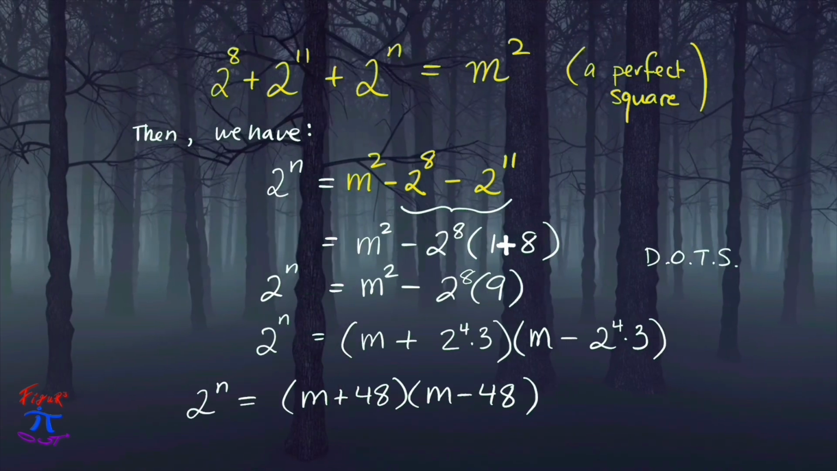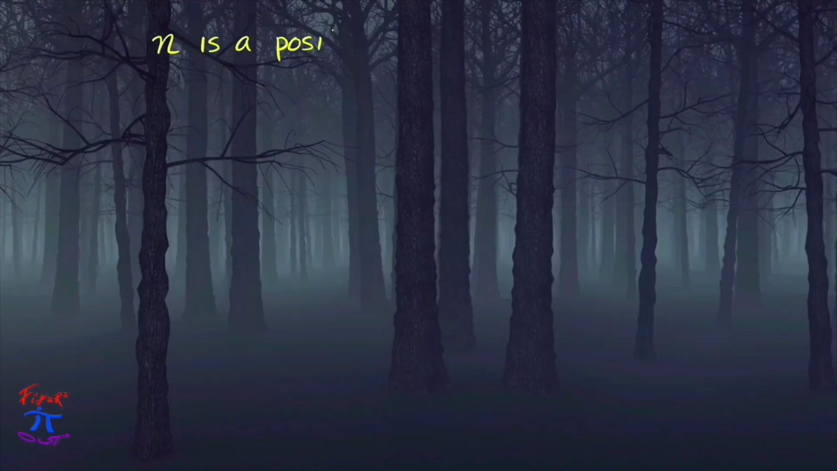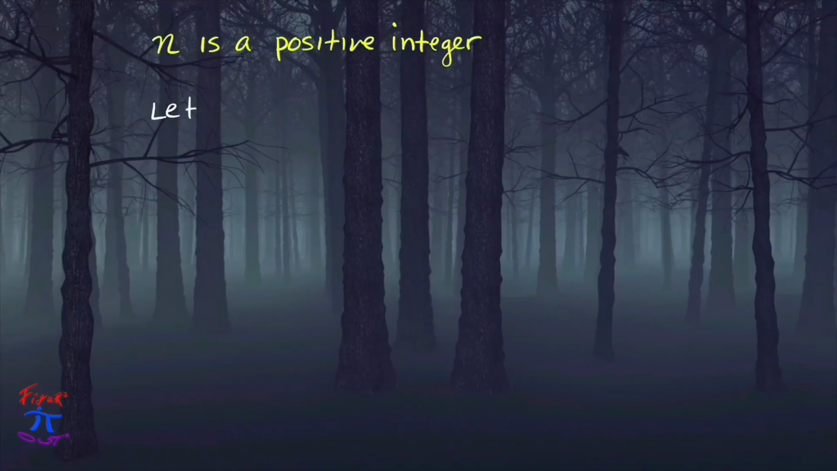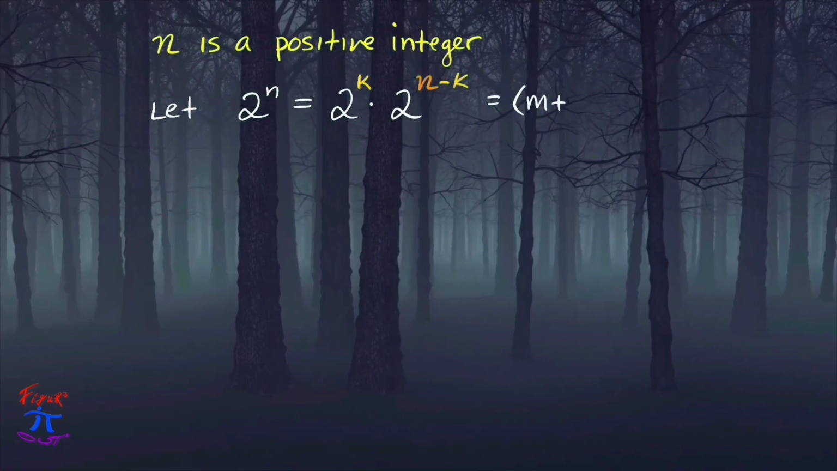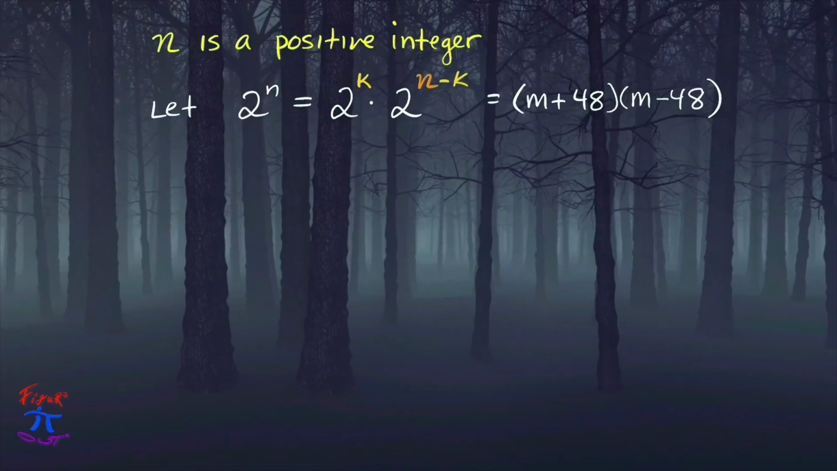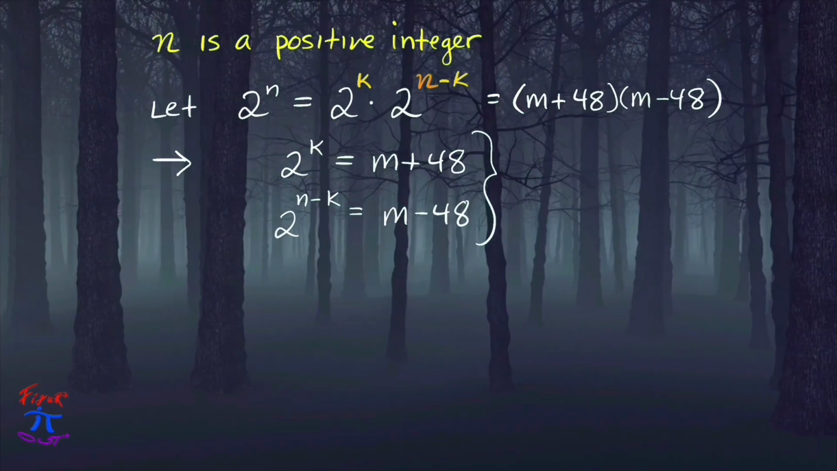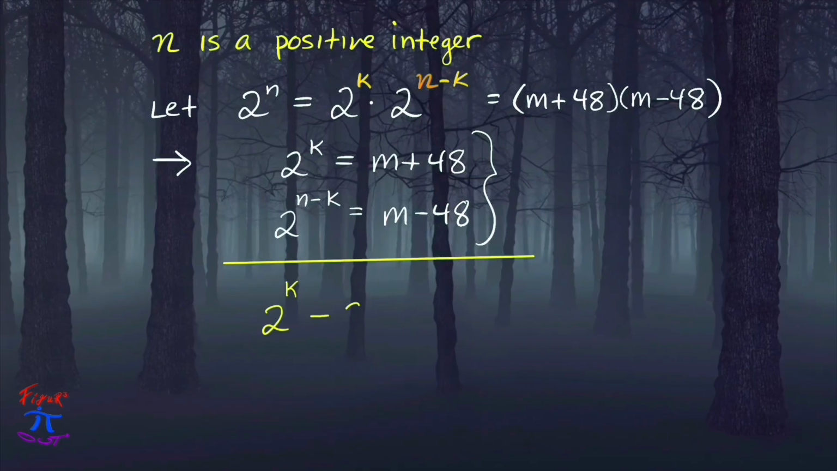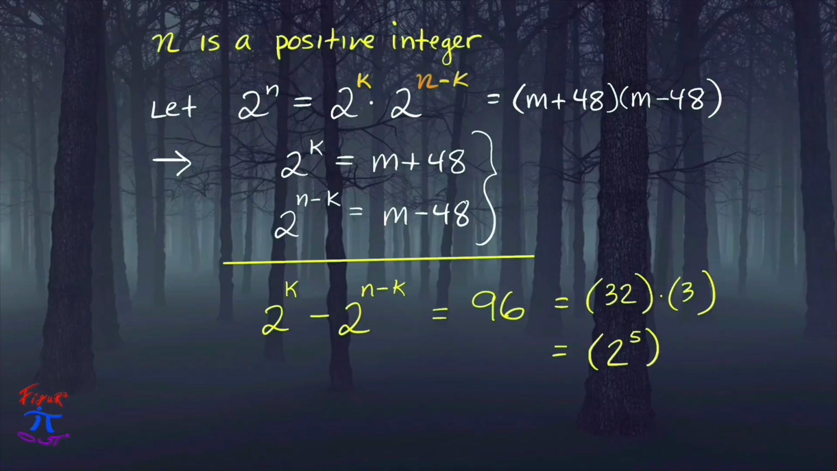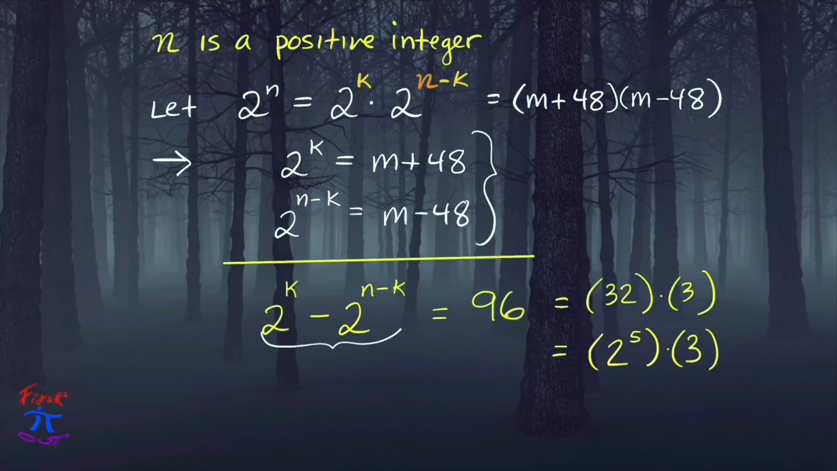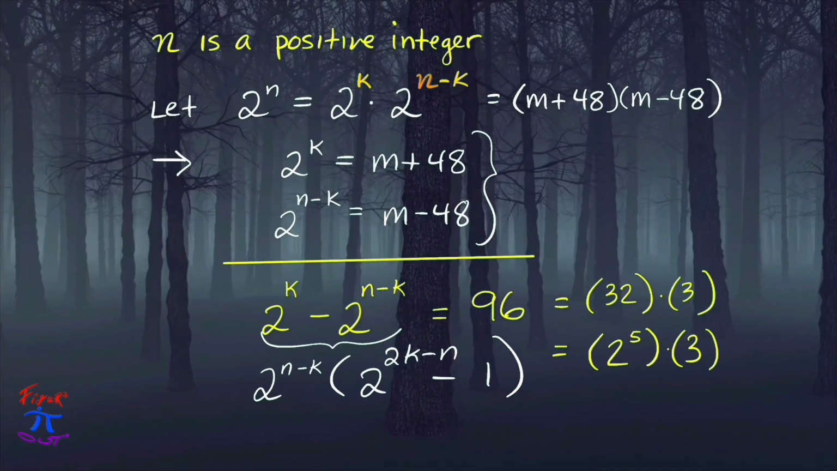So now we are going to use a little deductive reasoning. Since n is a positive integer, we're going to let 2 to the n be equal to 2 to the k times 2 to the n minus k. And that's equal to m plus 48 times m minus 48. Again, we set up a system of equations. And by subtracting one equation from the other, we get 2 to the k minus 2 to the n minus k equals 96, which factors into 2 to the 5th times 3.